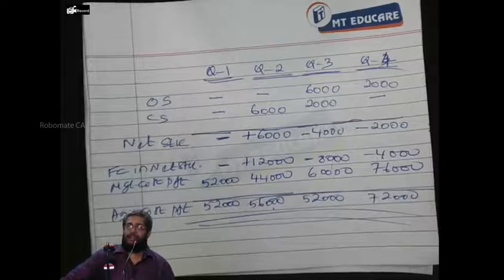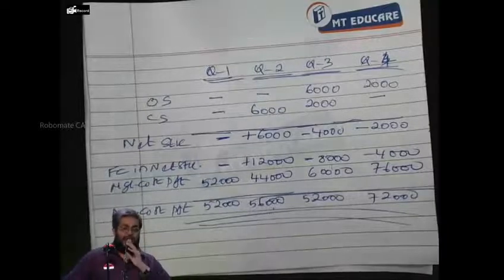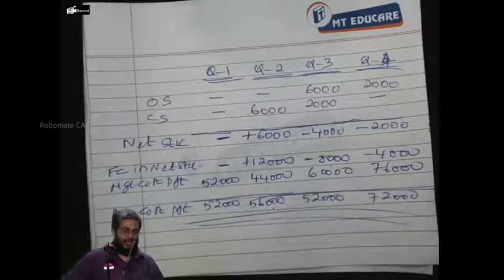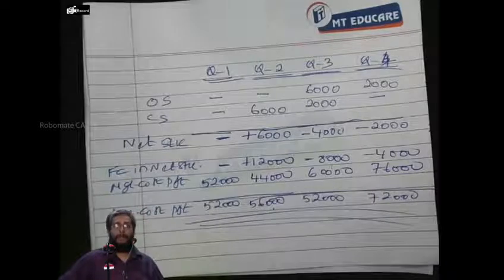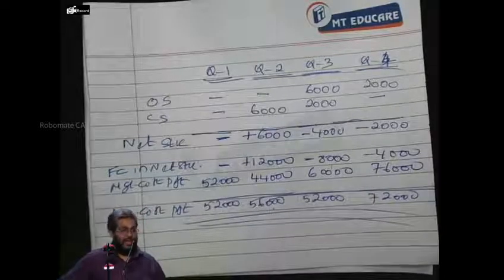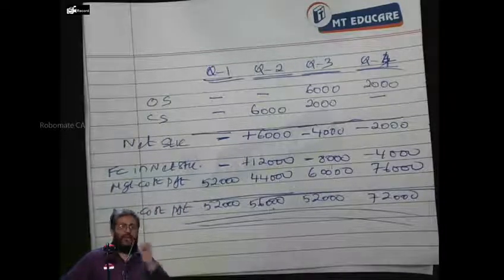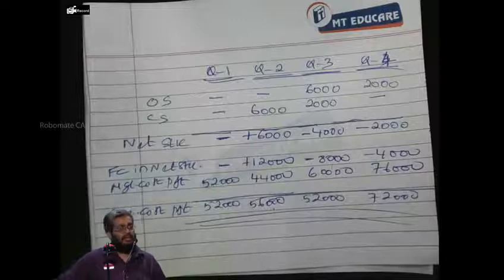Reconciling marginal costing and absorption costing profit. Particulars: quarter 1, quarter 2, quarter 3 and quarter 4.